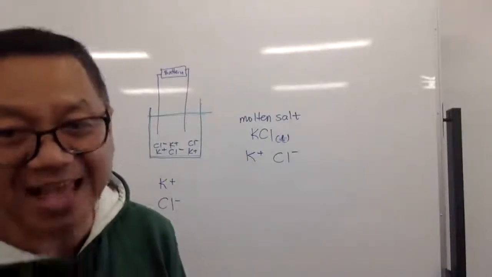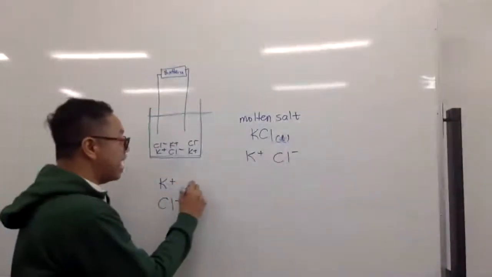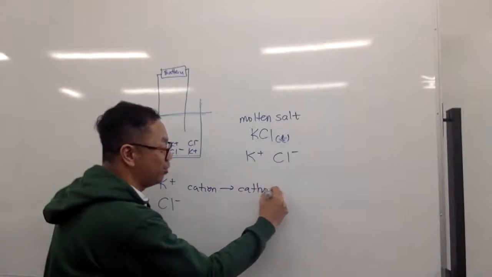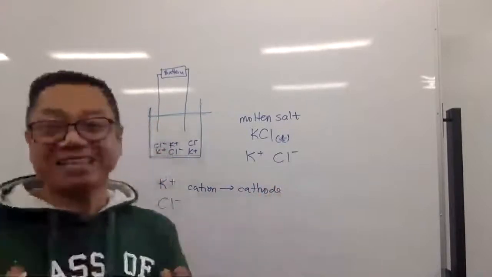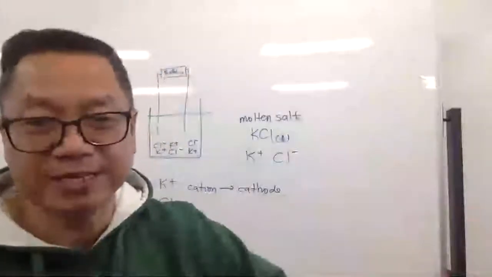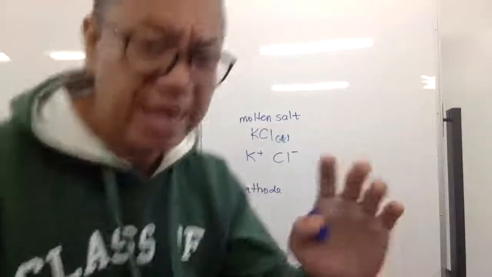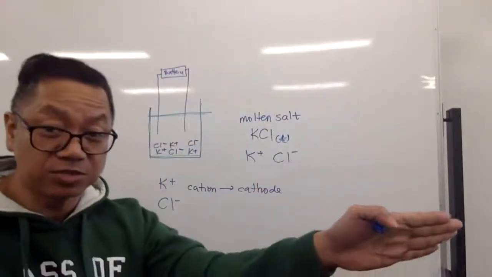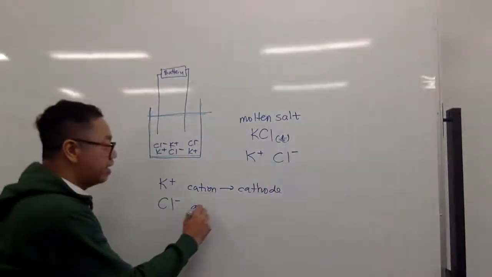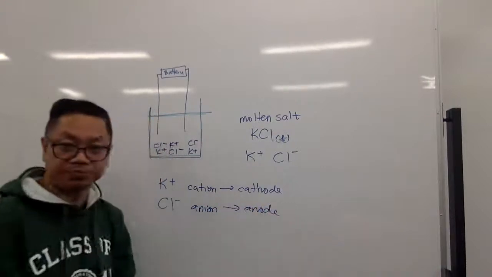It's the cation. Not K, it's K plus. So cation gets attracted to the cathode. That's actually where we got the name cation. So you're not really listening to the video. This is in the video. Cation gets attracted to the cathode. The anion will get attracted to the anode.